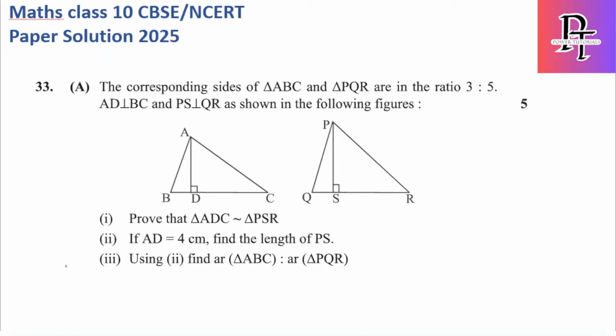So for 33 also we have to solve either A or B. So first I'm going to complete the A part, and then we'll go with the second. The corresponding sides of triangle ABC and triangle PQR are in the ratio 3:5. So simply they're saying that all the sides are proportional, so indirectly both the triangles are similar. Okay, AD is perpendicular to BC and PS is perpendicular to QR. We have to prove this part. Fine.